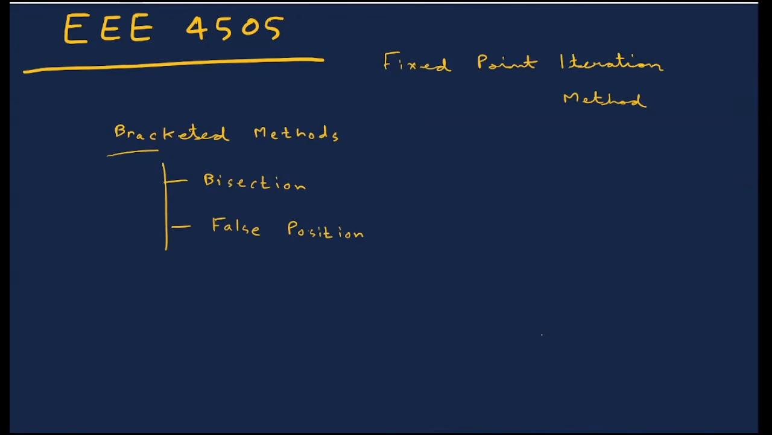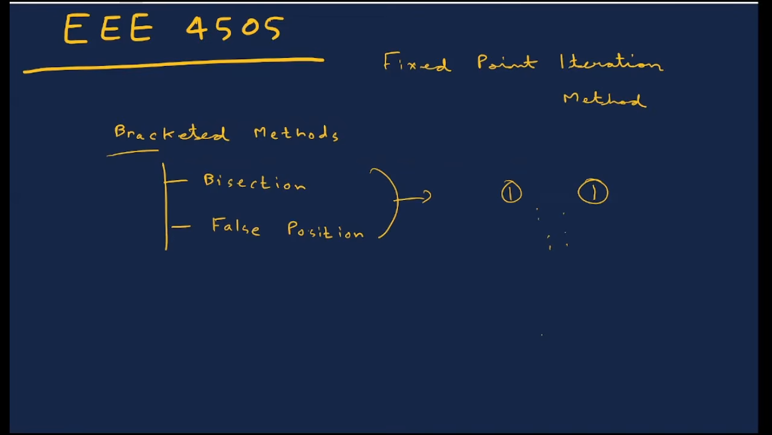If you remember, in both the methods, we started our proceedings by approximating 2 points, and then after each iteration, we would get another point, but the point would fall between these bracketed two assumptions that we started our calculation with. So that is why these two methods are called bracketed methods.